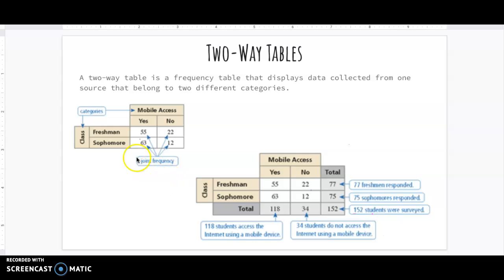Right, so we could come down here and kind of extend the table. They've interviewed 77 total freshmen, right? We do the same thing with the sophomores. We know 63 of the sophomores that they interviewed have mobile access and 12 do not, right? So we can extend the table and see that they interviewed 75 total sophomores. To figure out the total number of students surveyed, you would just add up those totals. You could also add up the totals of students that do have mobile access, and the total of students that do not have mobile access, and you can use those numbers to help you find different types of probability.